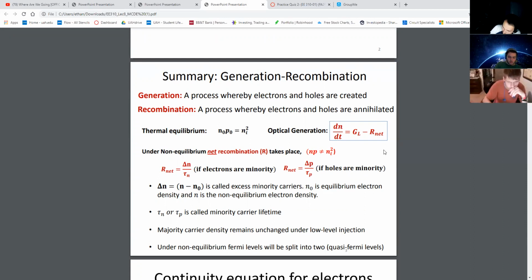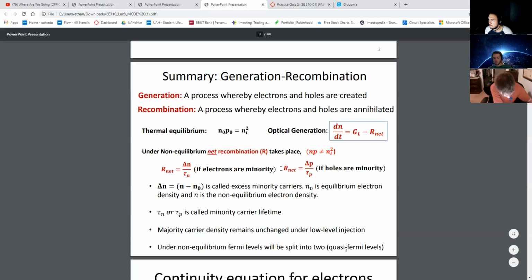R net for P and N is the same thing because you just replace your P's with N's or your N's with P's, so you can write down one and just say that. And that's just that. Minority carrier lifetime. Majority carrier density remains unchanged under low level injection. Good thing to know. And that Fermi level stuff. Does everyone have the recombination equations down and everything? All right, cool.